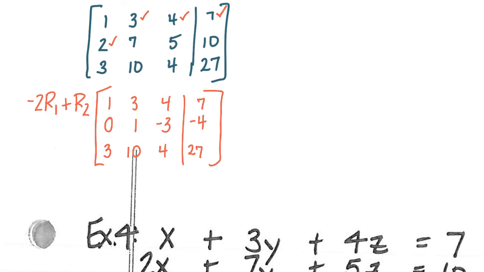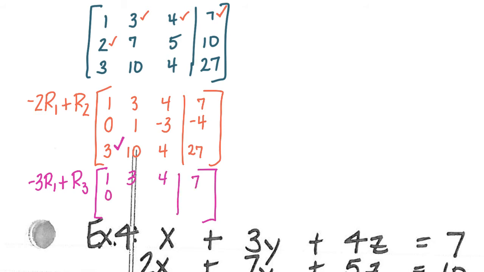So now I want this 3 right here to be a 0. So I can do the exact same thing with the first row, except now I'm going to multiply the first row by -3 and add it to the third row. So again, I'm only changing the third row. And as you can see, plugging and chugging these numbers, we can make some little mistakes.